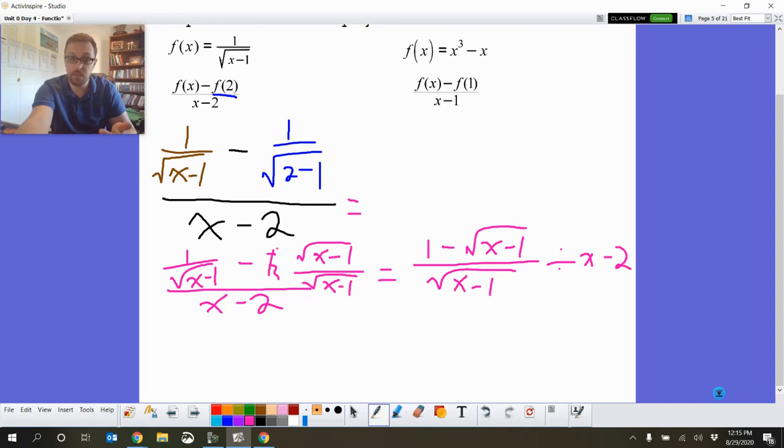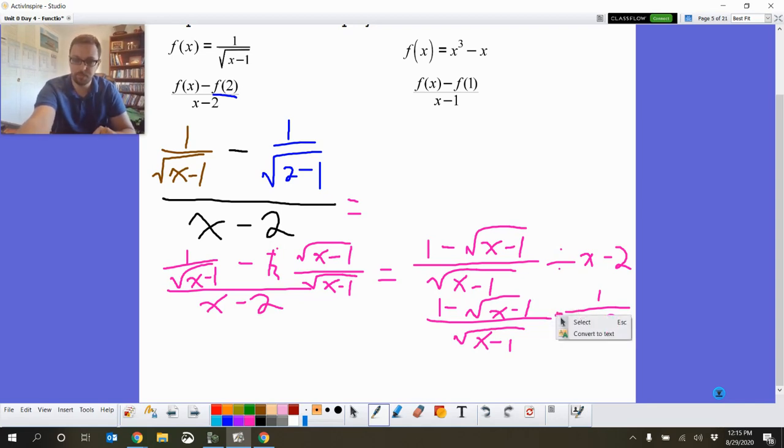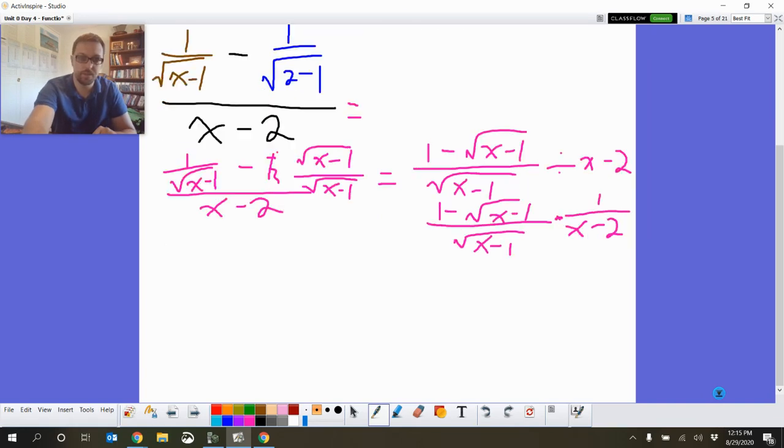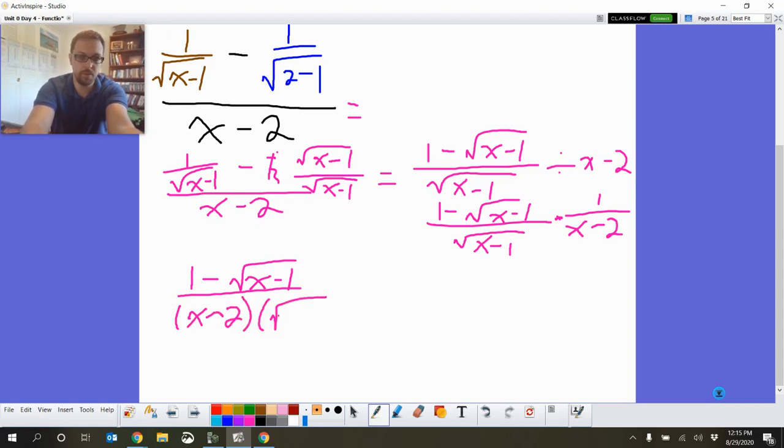So instead of dividing by x minus 2, I can multiply by x minus 2 under a 1. Do the reciprocal, so multiply by the reciprocal. And so we get 1 minus the square root of x minus 1, and we've got a square root of x minus 1, and these are all getting multiplied together. So now I can just multiply straight across. So my numerator is 1 minus the square root of x minus 1. Oh, I'm getting real sick of saying that. And then in our denominator, we have x minus 2 times the square root of x minus 1.